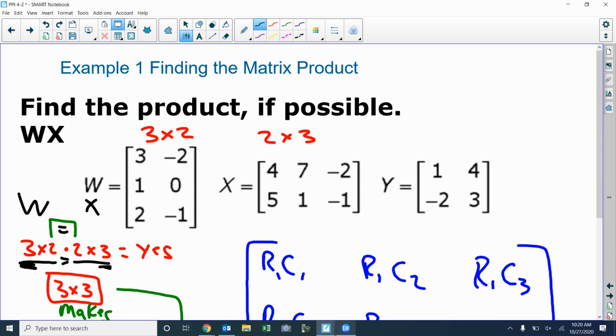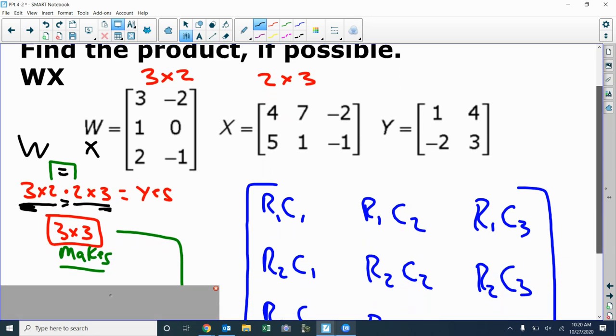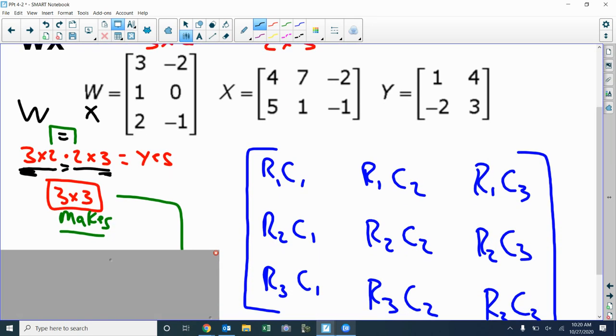I'm going to let you use your calculator, but I want to show you what it would be like without. And that would be this. The row 1 of W times the column 1 of X. So it'd be 3 times 4 is 12, and then negative 2 times 5, and then you have to add those together to get that spot. Then you would take 3 times 7, 21, negative 2, this spot would be 19. You have to repeat that a lot.